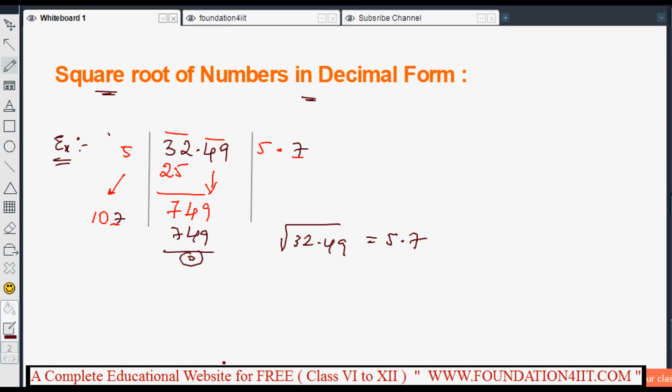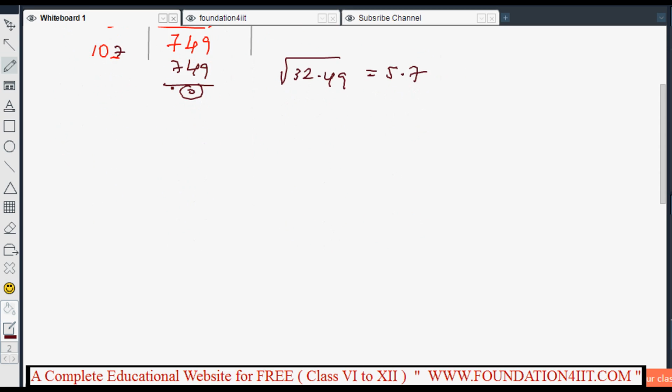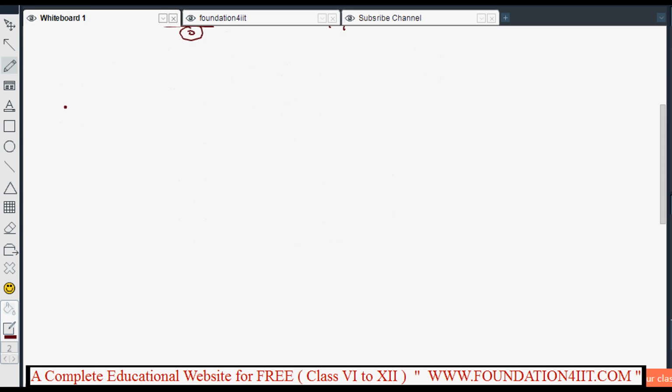After the point there should be an even number of digits. There is one important rule in this. I'll explain some other examples. Let us see one more example.